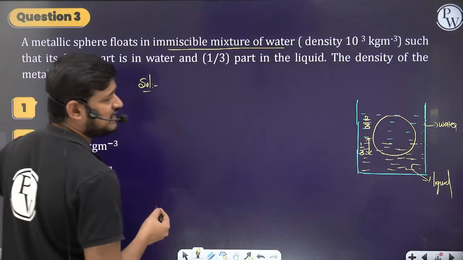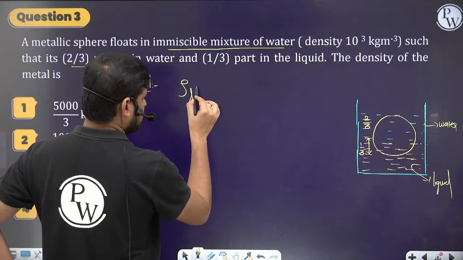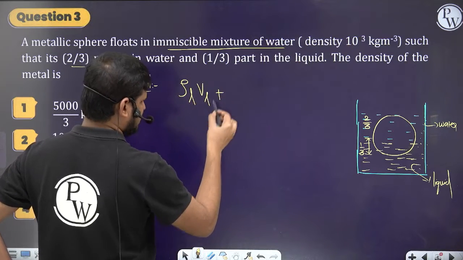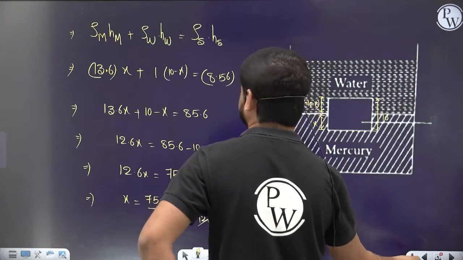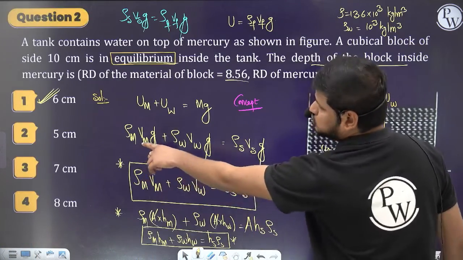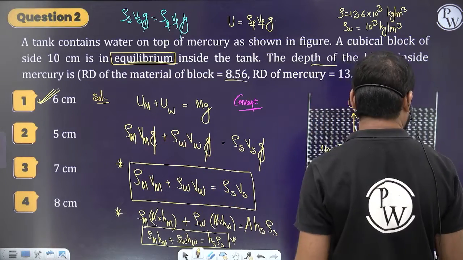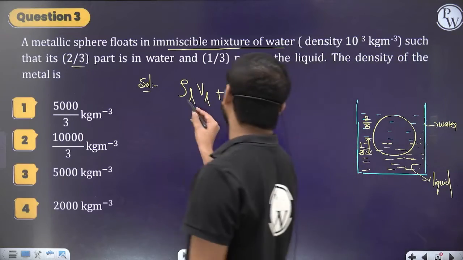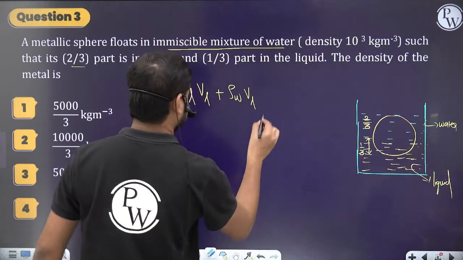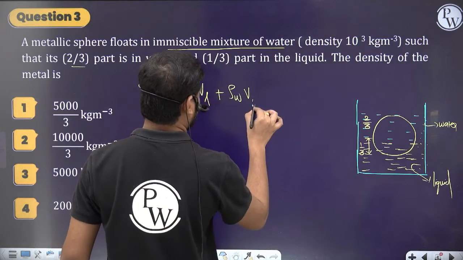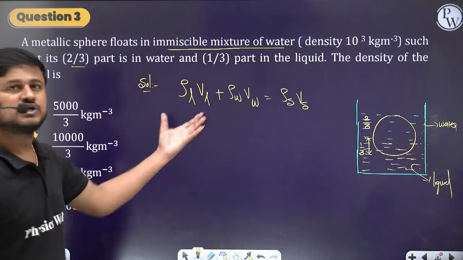So we can simply write: the density of the liquid into the volume of the liquid, plus the density of water into the volume of water. Yes, the same formula you can apply. Here there are two liquids: density of liquid times volume of liquid, plus density of water times volume of water, is equal to rho s Vs. That's it.